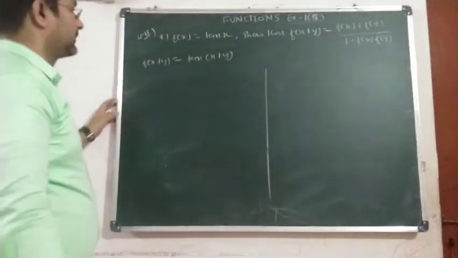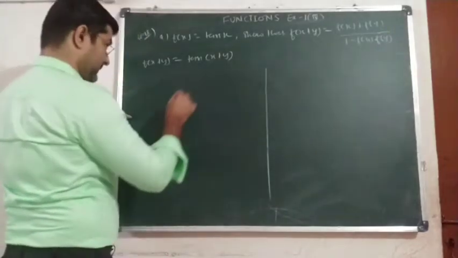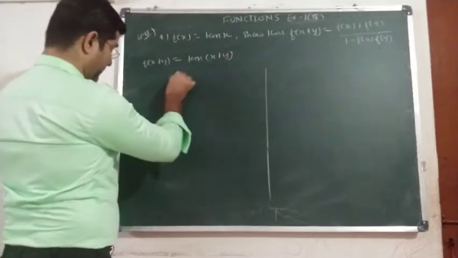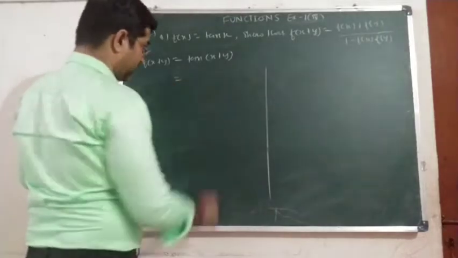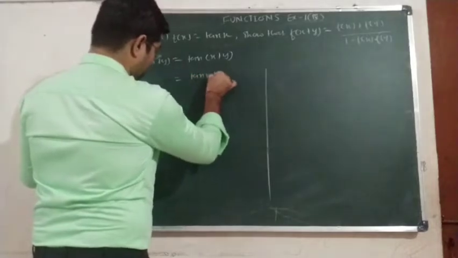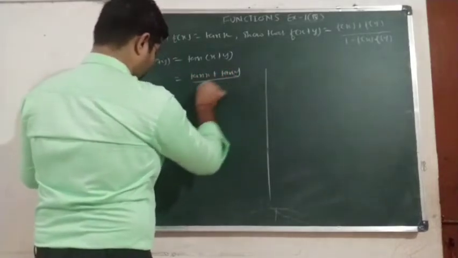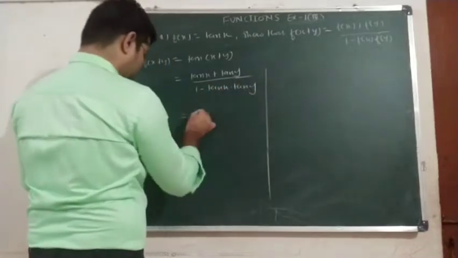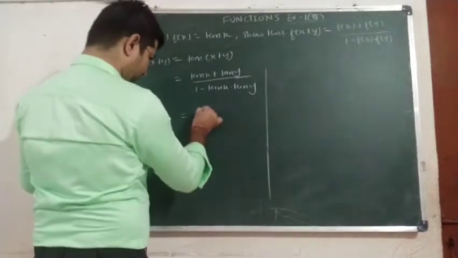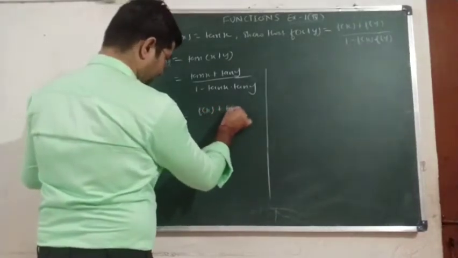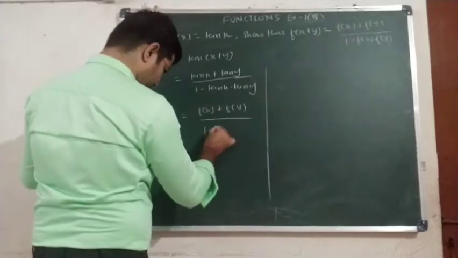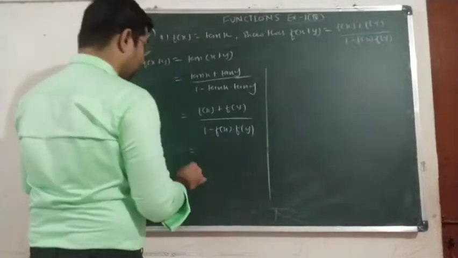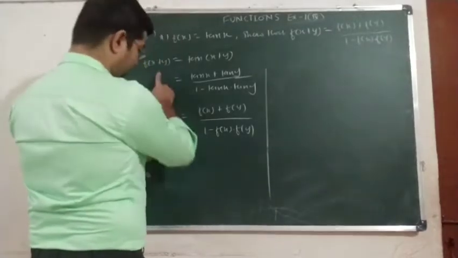Clear? Now take right hand side, or we can simplify this. We have formula 10 to the power x plus 10 to the power y upon 1 minus 10 to the power x into 10 to the power y. Now obviously 10 to the power x is f of x and 10 to the power y can be written as f of y, upon 1 minus f of x into f of y. So we will directly get the required answer.